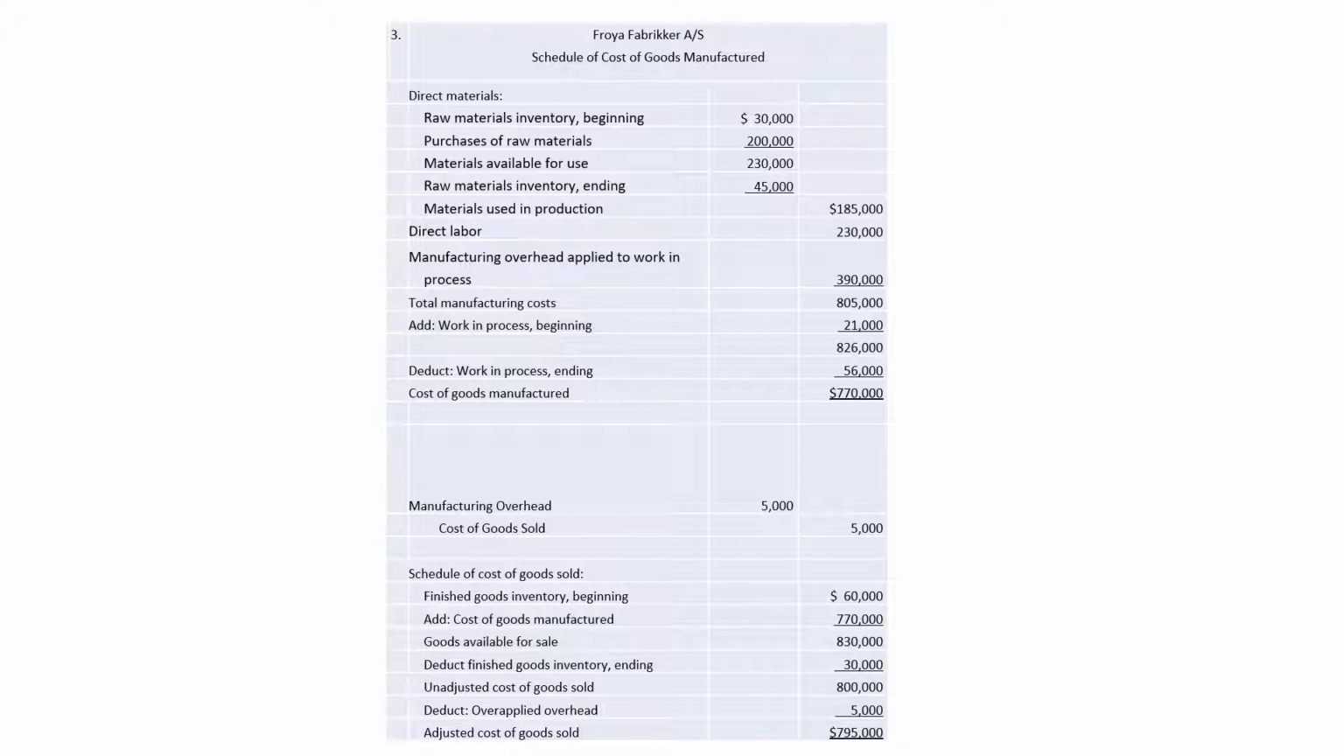So if you sold everything you could have this year, the cost of those items would be $830,000. But you didn't sell all those items because in your finished goods inventory account, you still have $30,000 of costs left. So how much did you sell? Goods that cost $800,000. Now remember, we had to decrease cost of goods sold because we expensed too much manufacturing overhead this year due to our predetermined overhead rate. So our actual cost of goods sold will be $795,000.